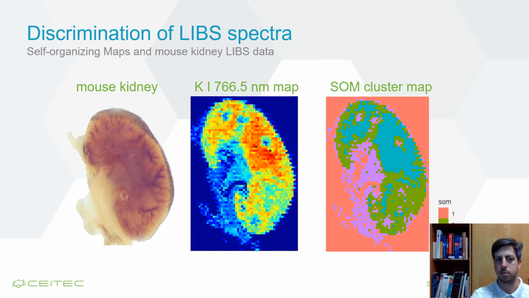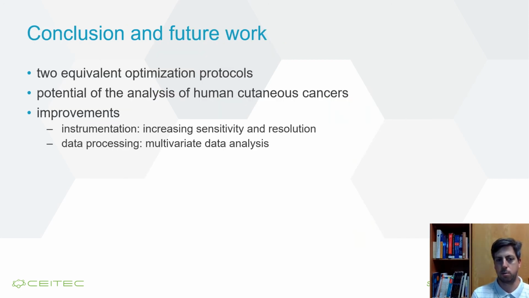in cancer research. So in my presentation, I have shown you two equivalent optimization protocols that might be used for brief system performance improvement. And also I have shown the potential of the analysis of human cutaneous cancers, actually LIBS elemental maps. This is for further work. We also still need to do some improvements in instrumentation and data processing.